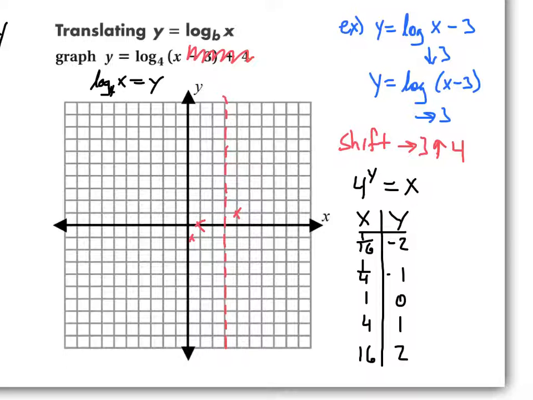Each one of those points that we plotted, the 3 points we plotted, gets shifted right 3 up 4. So going right 3 up 4 brings me right about here. Right 3 up 4. And right 3 up 4. So our graph of this logarithmic function will look something like this.